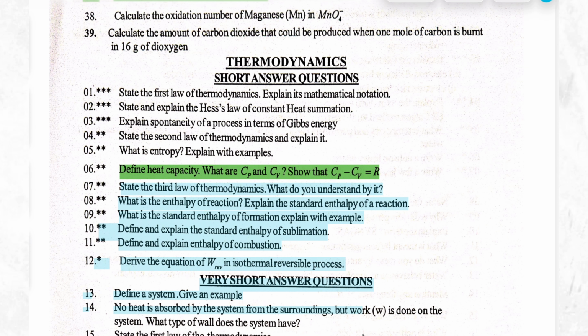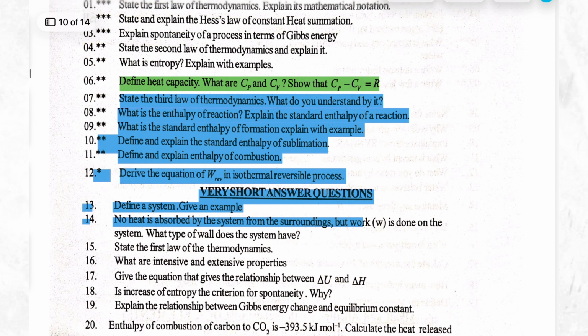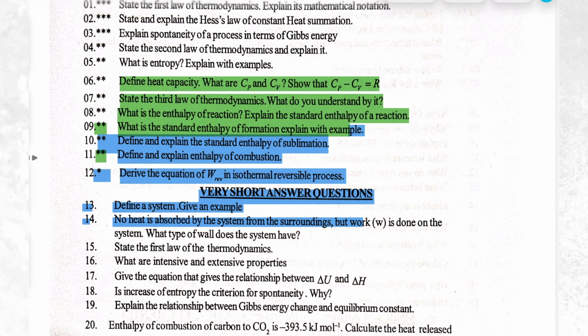Remaining all are VSQs. Don't forget. These are not SAQ, they are asking as a VSQ. Just go for VSQ. Listen. And in this ninth question, they asked both VSQ and also SAQ. Ninth question.